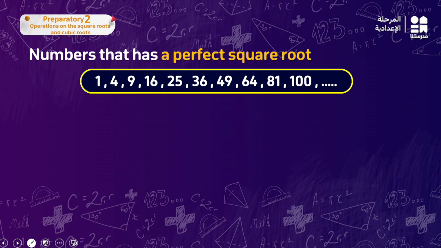اوكي، but first of all في الاول كده تعالوا نشوف مع بعض ايه النمبرز اللي ليها perfect square root. ايه هي النمبرز بقى اللي ليها perfect square root؟ Yes, these numbers and so on. They are infinite number of numbers. So 1 has a perfect square root. 4 has a perfect square root. 9, 16, 25 and so on. النمبرز اللي حضرتك شايفها قدامك دي كلها has a perfect square root.